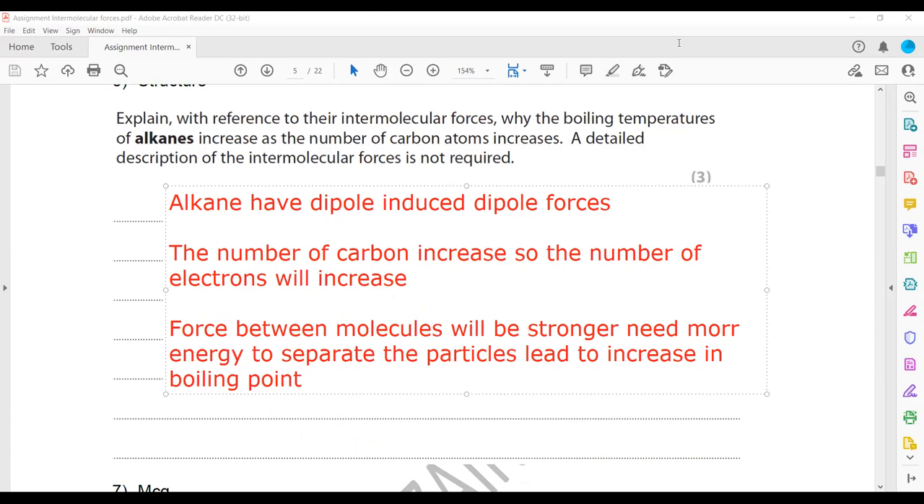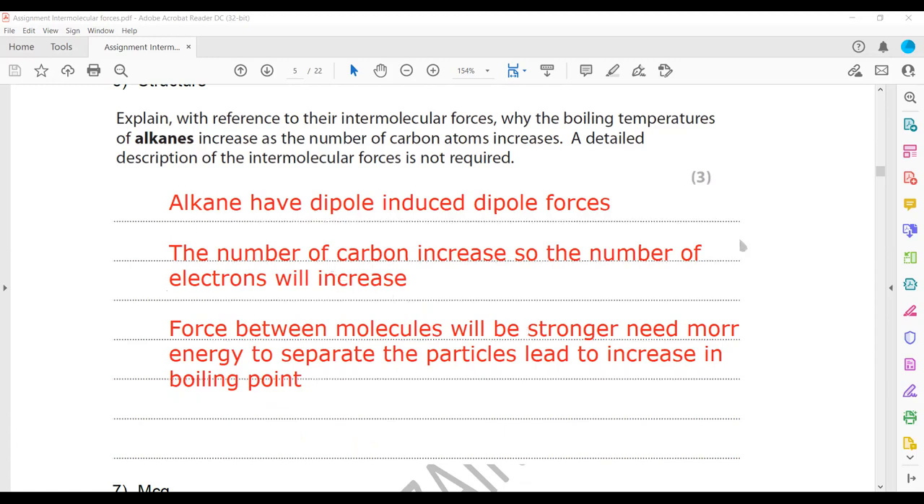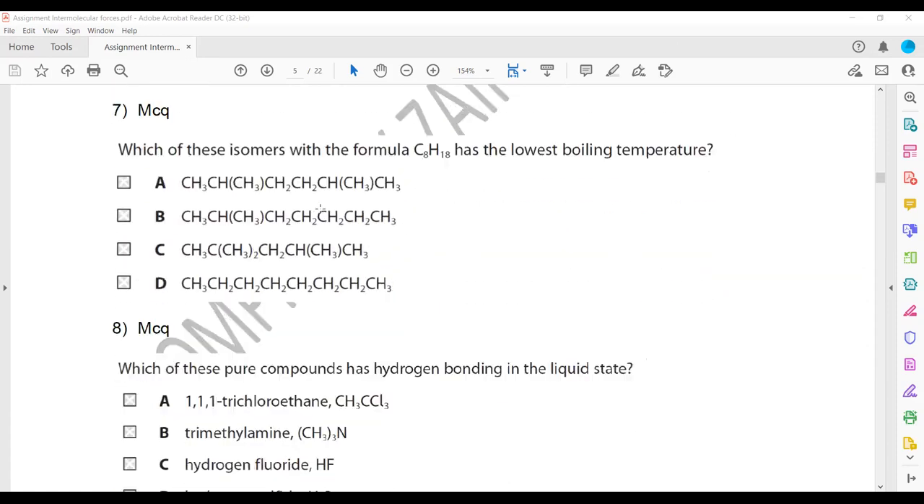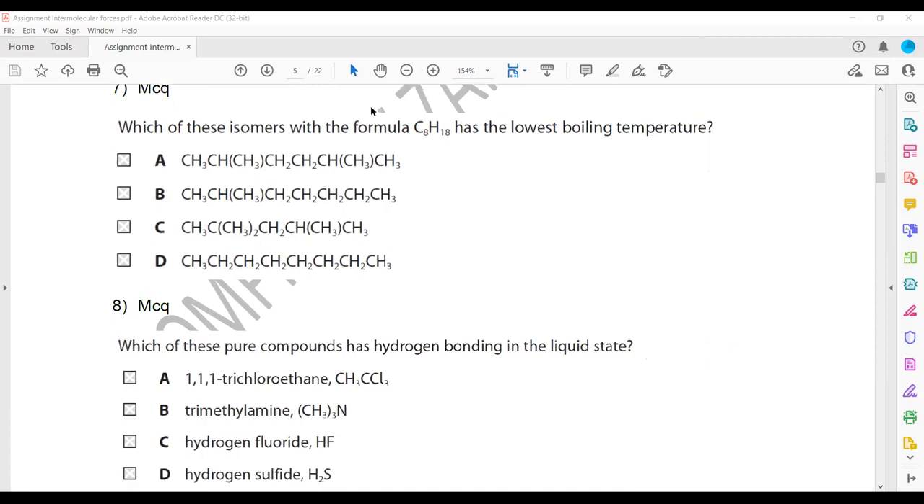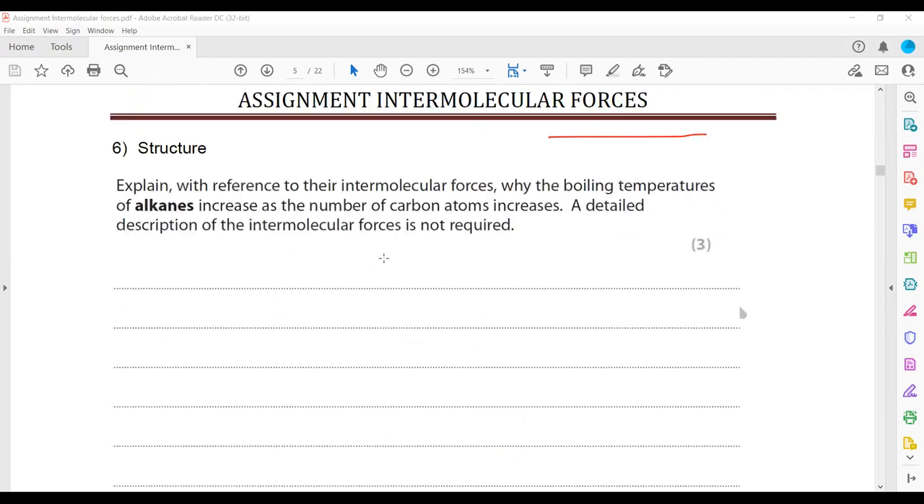So this is what happened in case of alkanes. Next, question 7. Which of these isomers of formula C8H18 has the lowest boiling point? So what you have to do, the best way, is try to draw the structure. If you draw the structure, you can easily identify that.